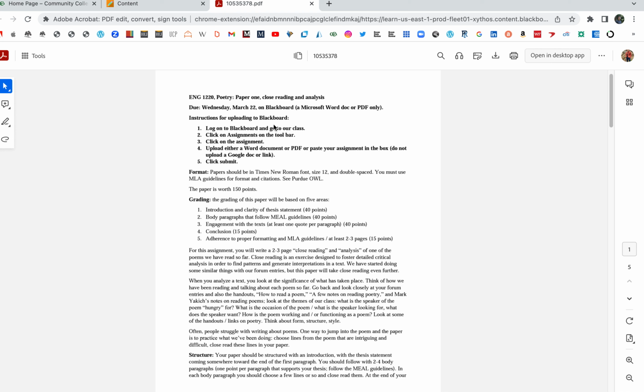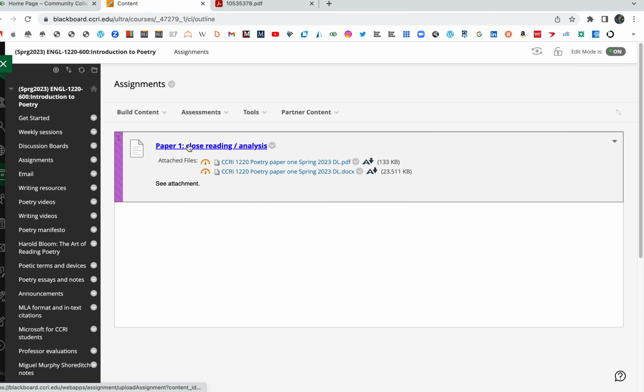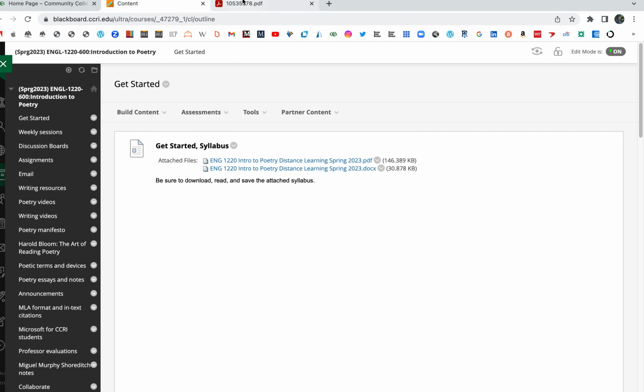Log on to Blackboard to go to our class, click on assignments on the toolbar, click on the assignment, upload either a Word doc or PDF, click submit. So you click on assignments, which is what we clicked on right here. Click on this, the blue paper 1, browse your file, upload your file, and hit submit. That's all you do. All right.